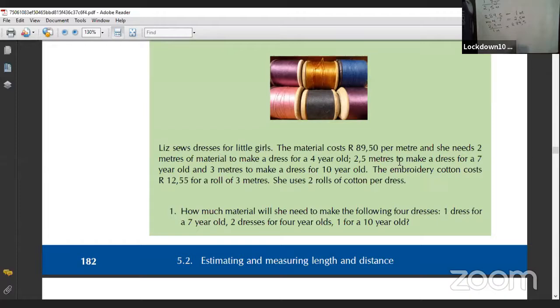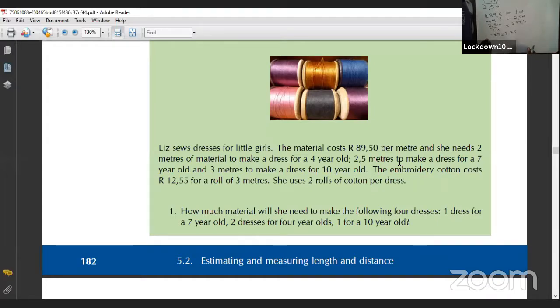Okay? We find here in our calculator, guys, we need to find 2.5 times 89.5. The answer to that is 223.75. So this is the cost of the material that you would need to use.